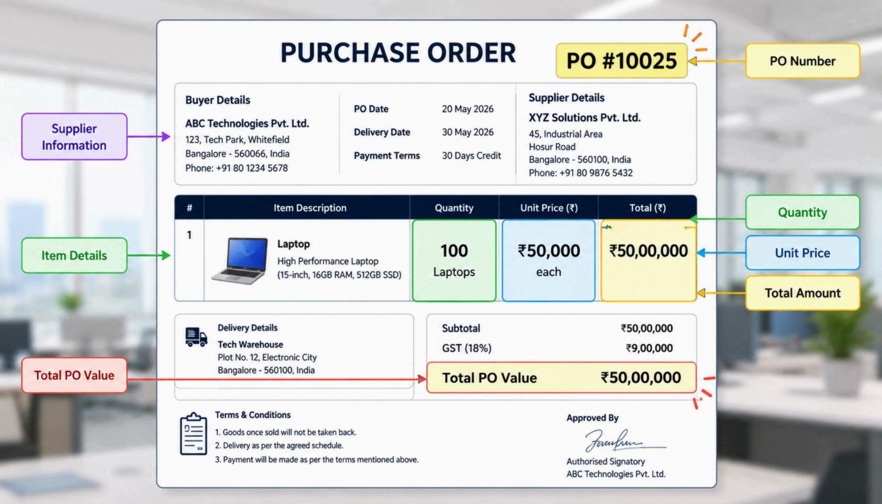Question 4. What is a purchase order? A purchase order, or PO, is an official document issued by a buyer to a supplier confirming what the company wants to purchase. For example, ABC Technologies orders 100 laptops at 50,000 rupees each. The total PO value is 50 lakh rupees. The PO normally contains information such as the supplier, item, quantity, price, delivery details, and payment terms. The PO becomes an important reference when AP processes the supplier invoice.